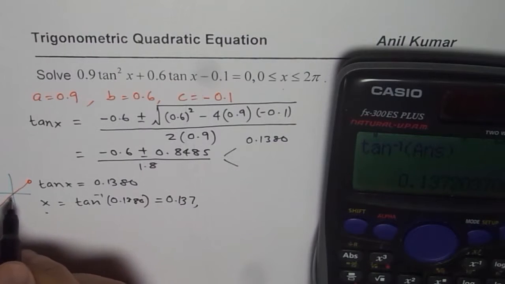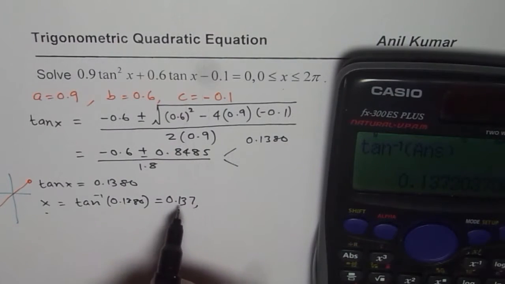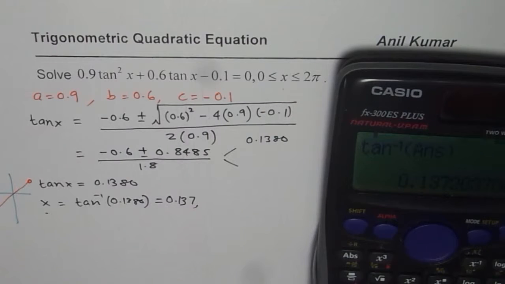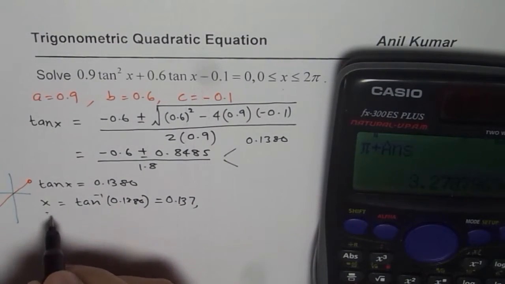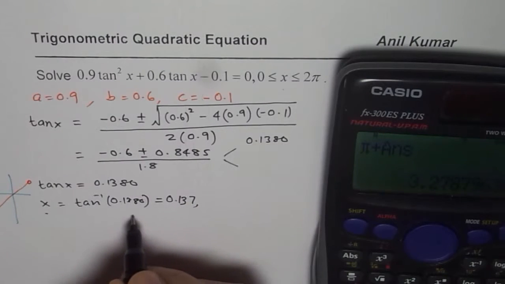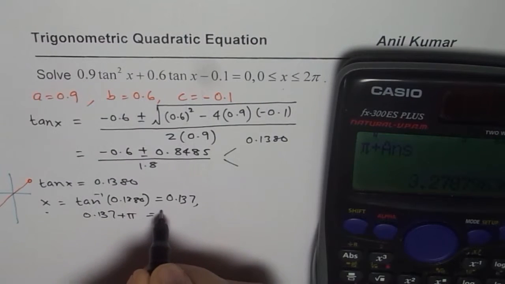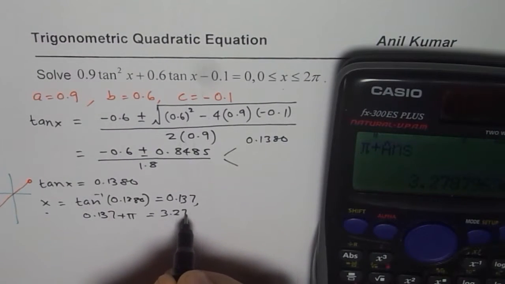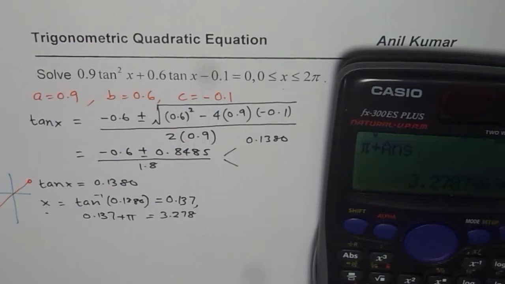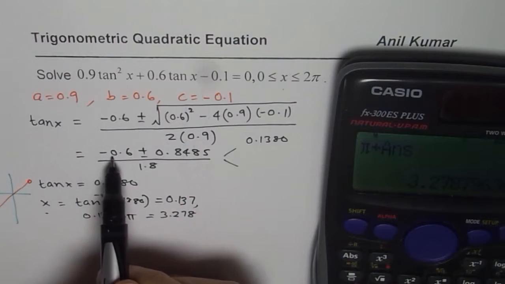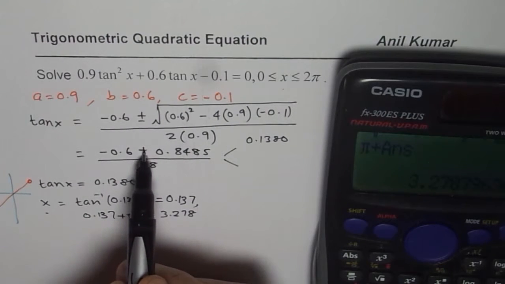So we'll call this the acute angle answer. The other one will be pi plus this. So let's add pi to this. So shift, pi plus the answer, right? So we get 3.27. So we have two answers. This is the first one, and the second one is 0.137 plus pi, which is 3.278. So these are two solutions for one of our values, in which we utilized minus 0.6 plus this.